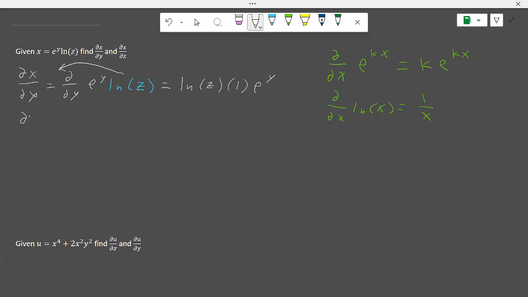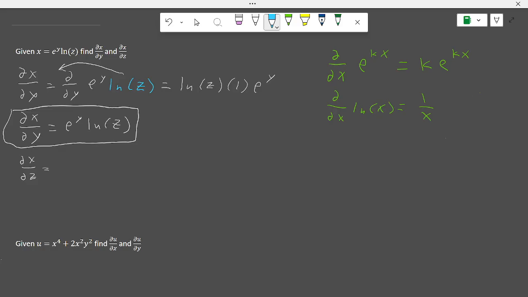So writing this all out, we say that the partial derivative of equation x with respect to y is just equal to e to the y natural log of z. This is just a long way of saying that the equation doesn't change when you take the partial derivative with respect to y. But it will change if we take the partial derivative of that equation with respect to z.